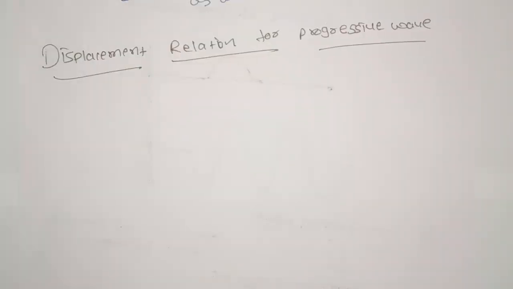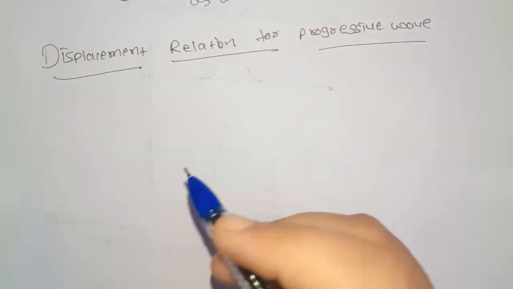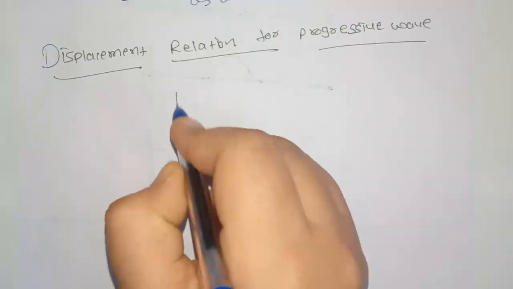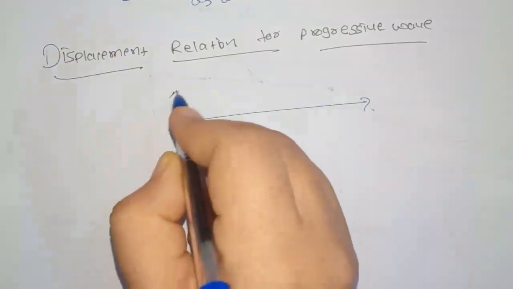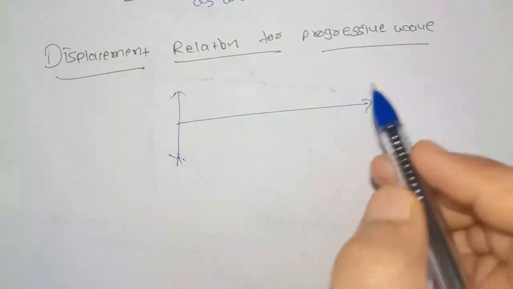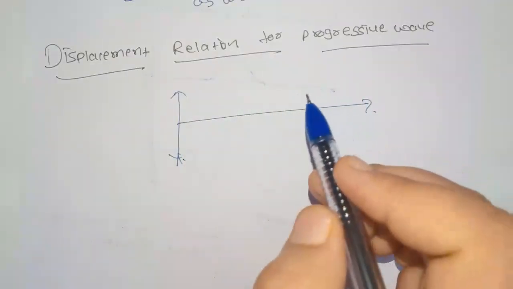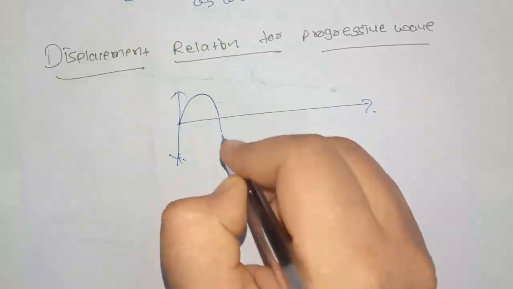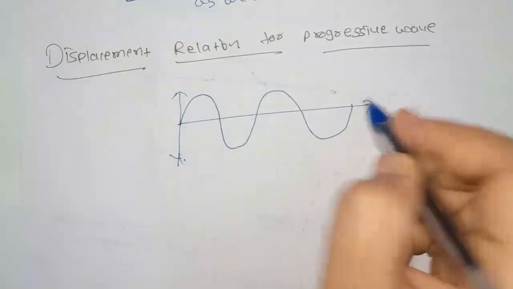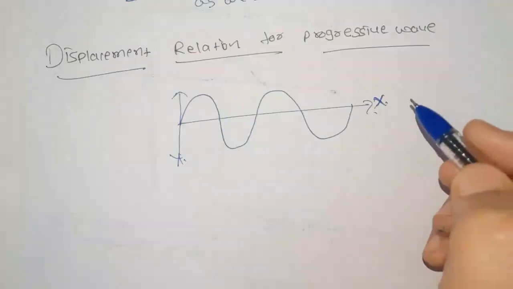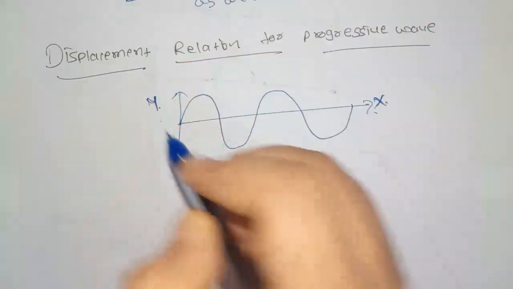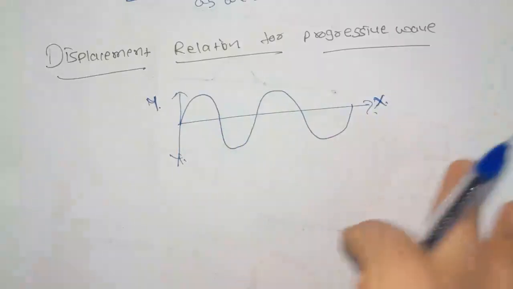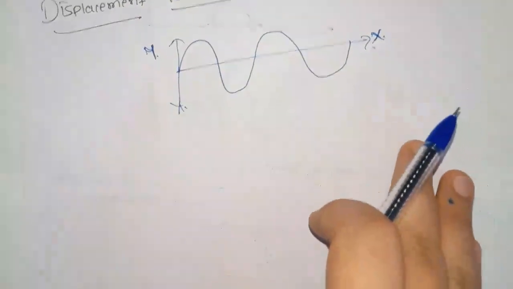Now let us see the displacement relation for the progressive wave. The meaning of progressive wave is that the wave is traveling from one point to another. That means the energy is traveling from one point to another. Let us take an example of a wave. The wave is traveling along the x-axis and the vibration of the particle is perpendicular to it, that is along the y-axis.